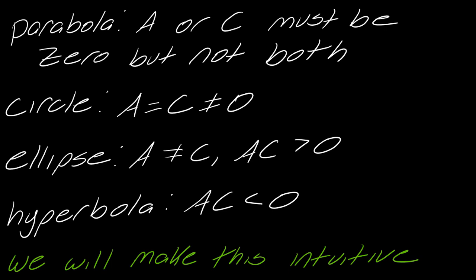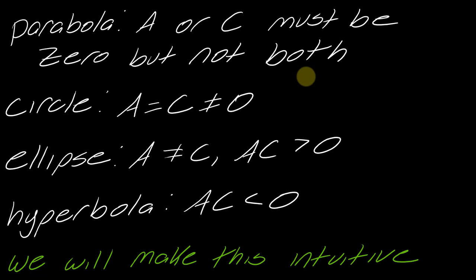And okay, so how do you know from that equation which is which? This is the technical list. For a parabola, A or C must be 0, but not both. For a circle, A will equal C and neither will equal 0. For an ellipse, A does not equal C and A times C will be greater than 0. And then for a hyperbola, A times C will be less than 0.